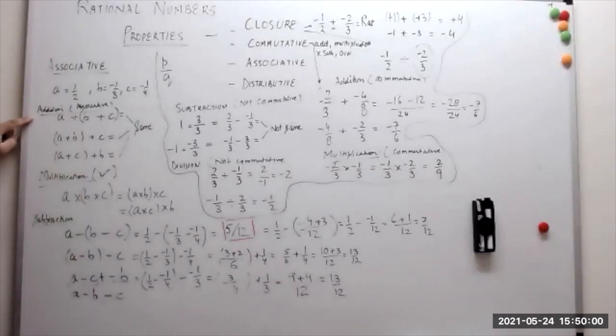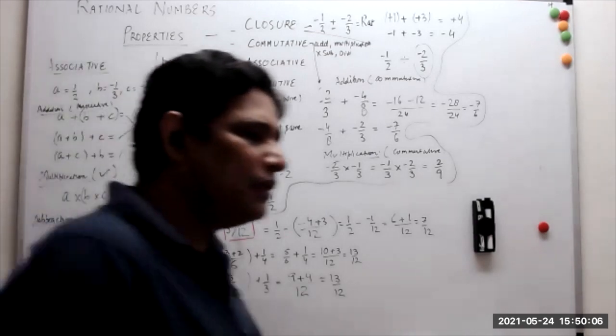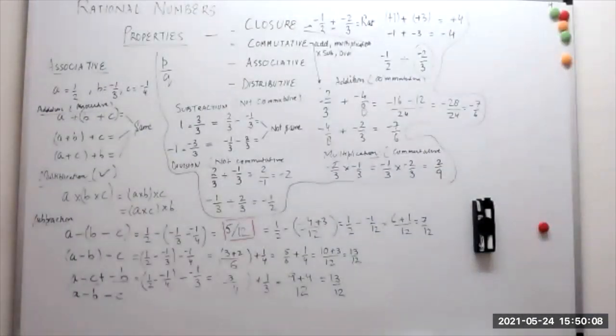Associative property, addition and multiplication, it works. It doesn't work for subtraction. And do you think it would work for division? No, sir. Can you justify that?